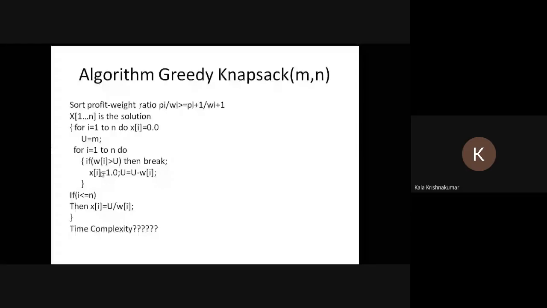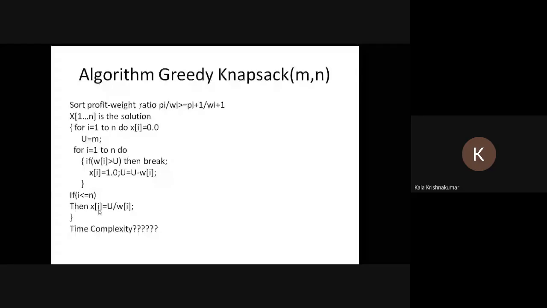Clear? And if you have taken all the inputs, then you will come out of this loop. This fractional step is done only if i is less than or equal to n, which means for the last object. In that case, x of i, the fraction of that input, will be u divided by w of i. Clear?